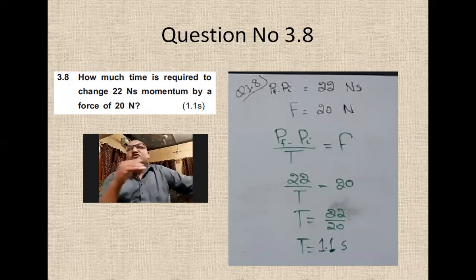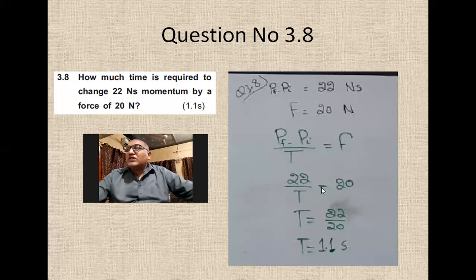So the change in momentum is given, that is 22 Newton seconds, and the force is 20 Newton, and the time is the question. Okay, so we have written this formula here. The change in momentum divided by time is equal to the force. The rate of change of momentum is equal to force. Remember this sentence. And the change in momentum is 22 divided by time, and that equals 20.